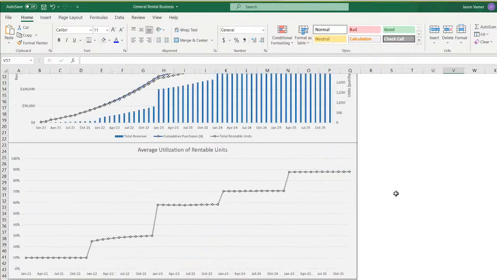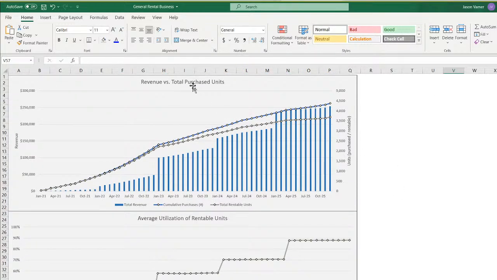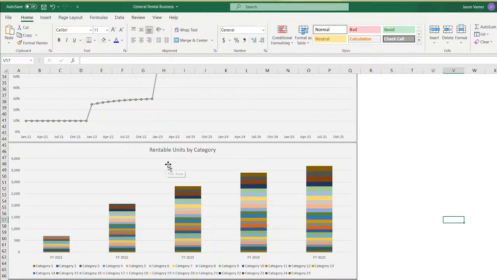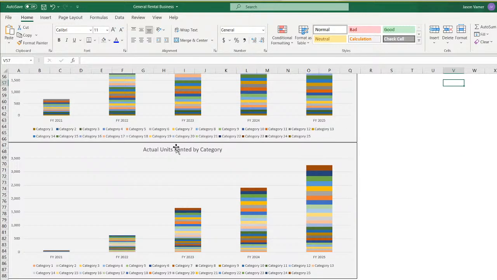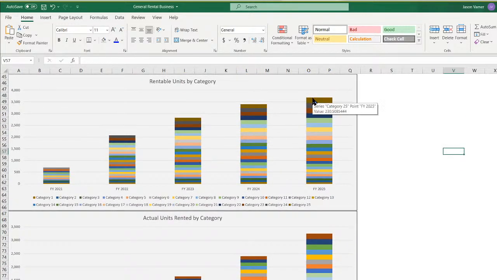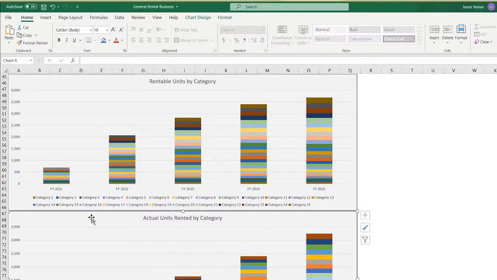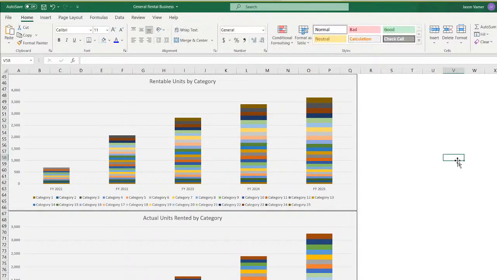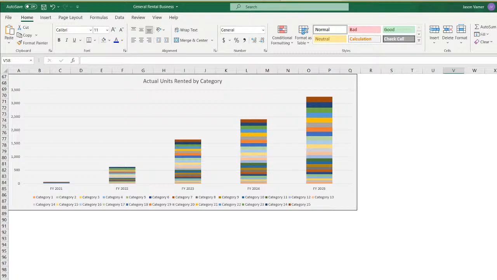All right, so we've got revenue versus units purchased, average utilization, rental units by category, rentable units, actual units rented. So you can see this goes up to about 3,600, but we actually only rent about 3,300 or so. Really, these charts should be side by side, but it's okay. All right, so that's cool.